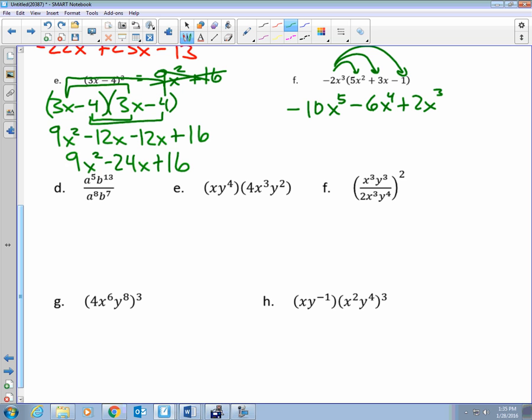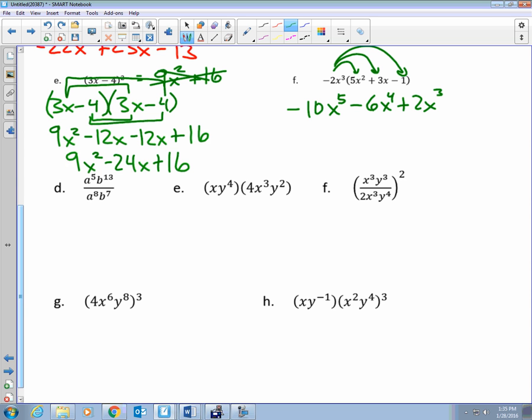A to the 5th over a to the 8th. Well, it looks like I didn't do the letters correctly here. Oh well. But then b to the 13th over b to the 7th. If I have the same bases, do you know what I do to the exponents when I divide? I can cancel them. What is the operation I do? Subtraction. And so we do 5 minus 8, or rather 8 minus 5, is what?